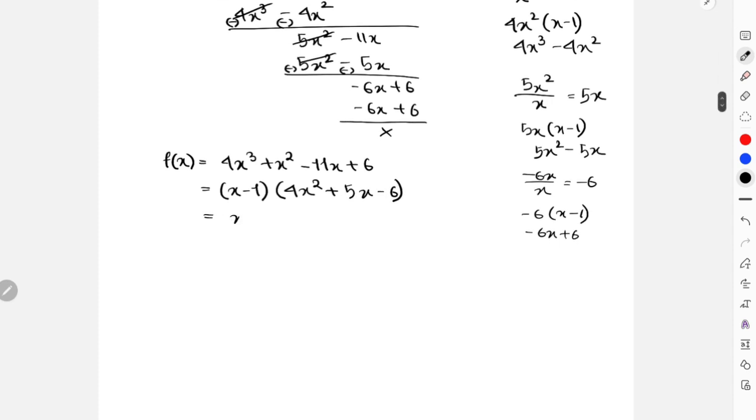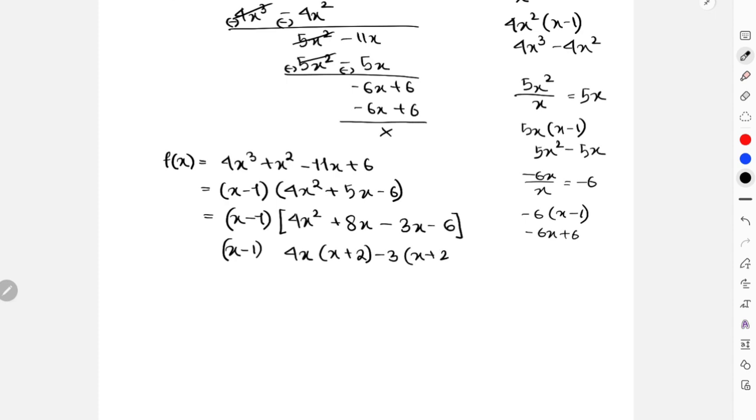And from this part again, I have to factorize the middle term also, which is going to be 4x square. Over here we can write 8x and 3x minus 6, and then x minus 1. We can take 4x common, so it will be x plus 2, then minus 3 common, then again x plus 2.